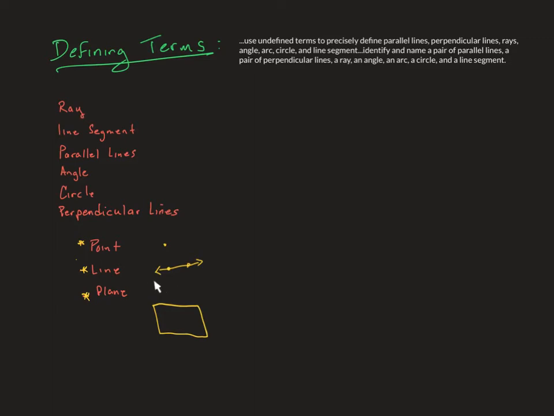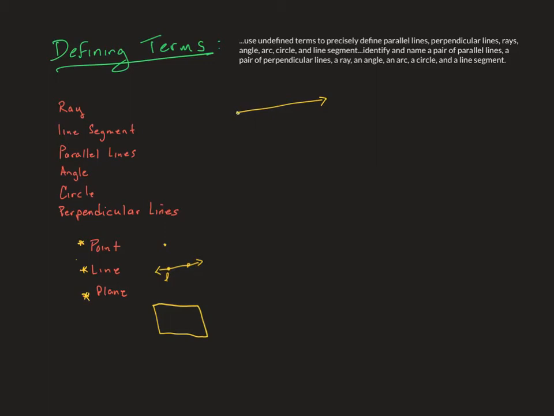Before doing that, let's just remember a line. We put the arrows on each end because that means it goes on forever. If I were to label this, that might be line L, and it goes on forever and ever to the left and to the right. But what we want to talk about is a ray here. A ray looks something like that. If you'll notice, I have only one arrow.